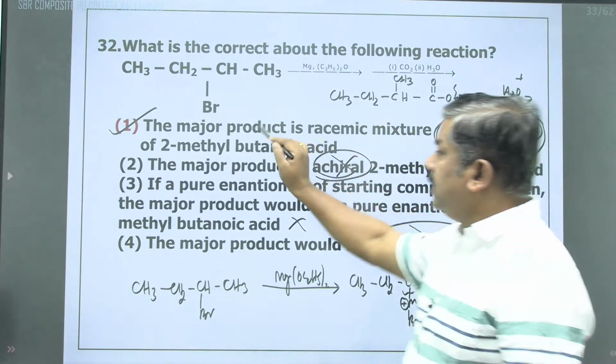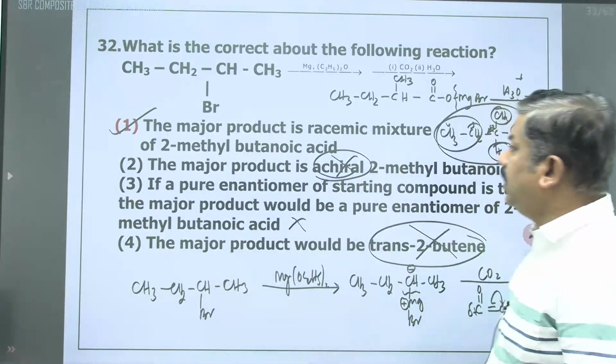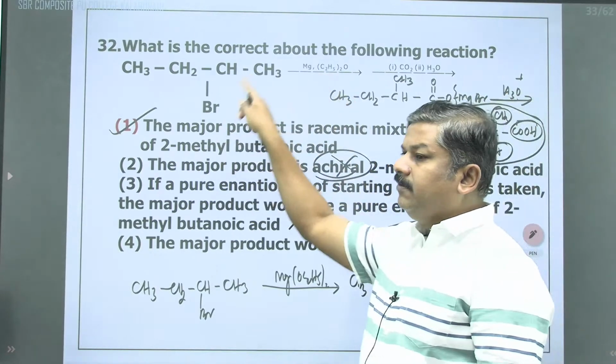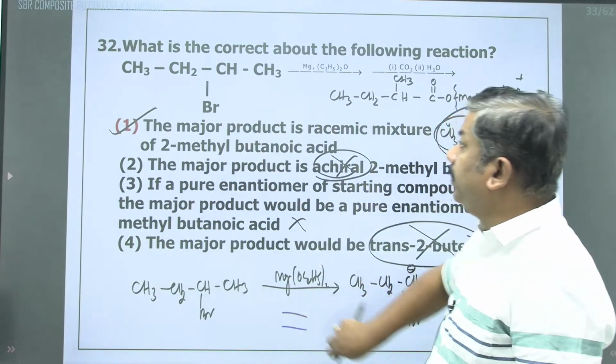Only the first option, a racemic mixture of 2-methyl butanoic acid, is correct. So option number 1 is correct for question number 32.